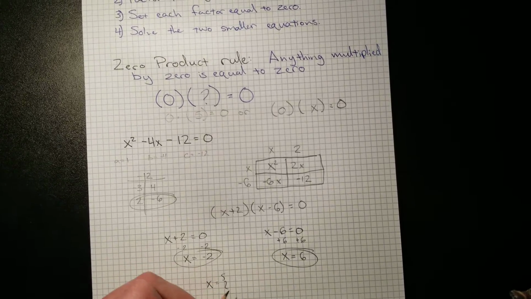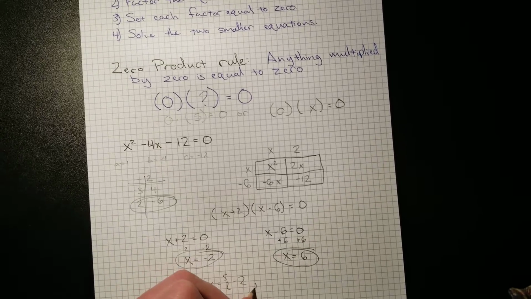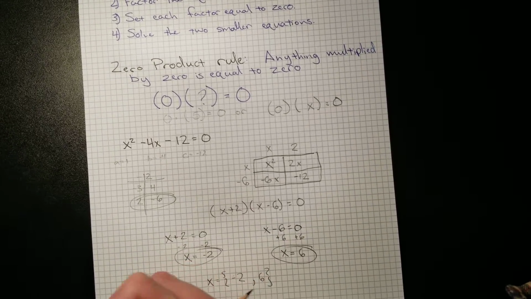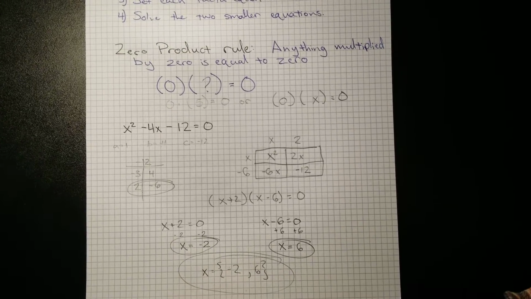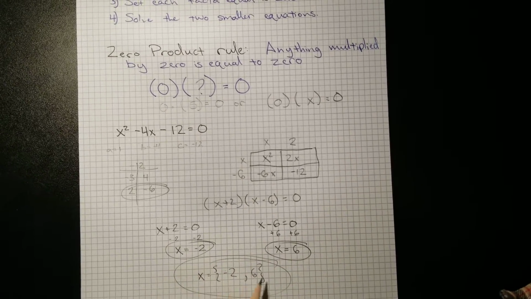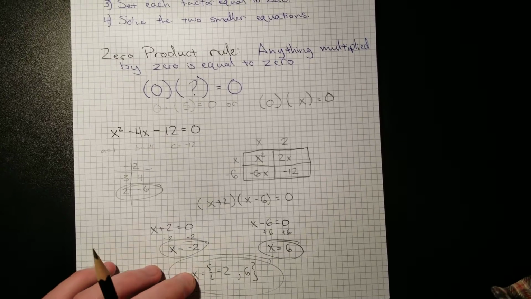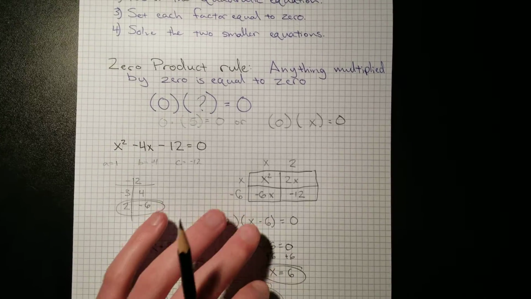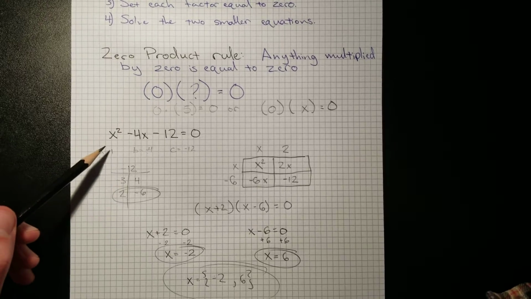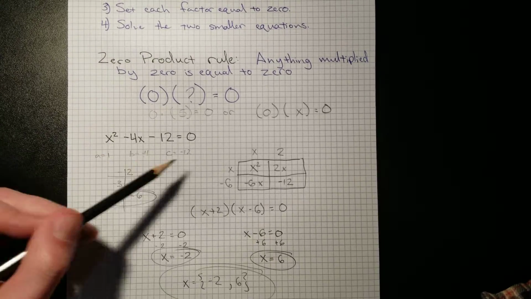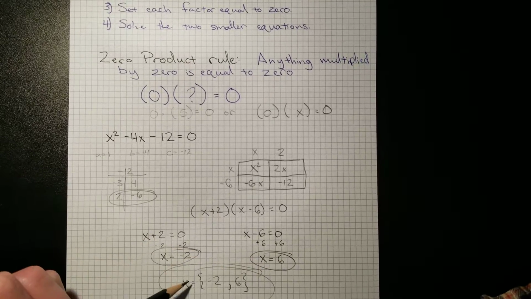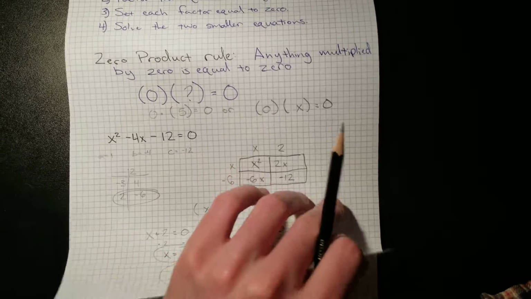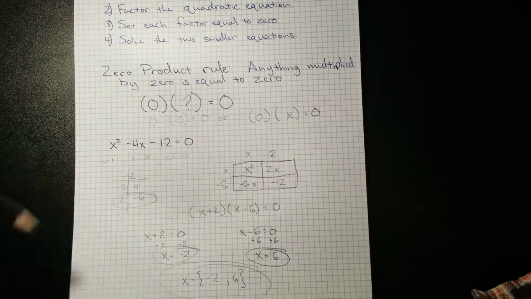x equals -2 and 6. So one way to write that, you can write them in the squiggly brackets. And that just says that those are the two solutions together. So that is how you solve a quadratic equation using factoring. You just factor it and then set each equal to 0, solve both of those, and you get your two answers.